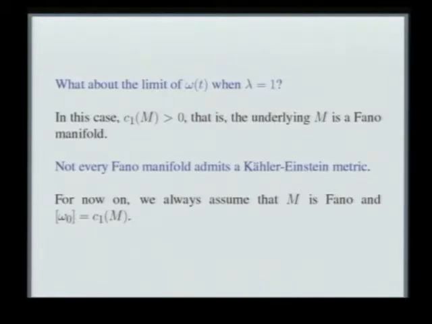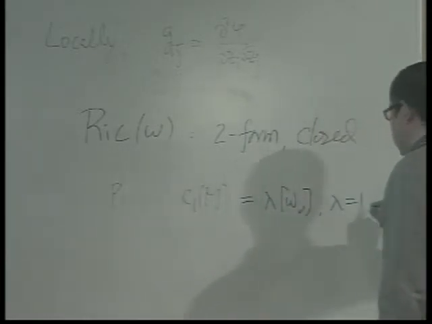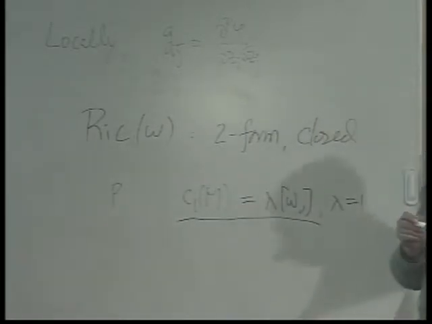So now we come to the title of my talk. What about the limit of this global solution Cao proved when lambda equals 1? In this case, the first Chern class is positive, because the equation we consider says the first Chern class is lambda times the Kähler class of omega 0. So lambda is 1 now. That means the first Chern class is positive.